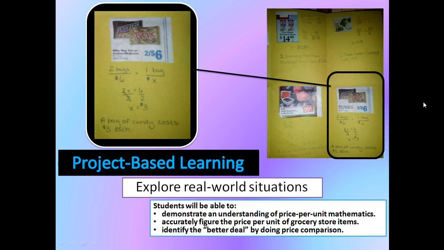This is one of the projects that one of my students was working on. Each student is responsible for 8 different sale ads and finding out which is the better deal. Here you can see that we have the 2 for $6. Another part of the page, which also had her name on it, which is why it's cut off, had another picture of candy, which was 3 for $9, and so she compared which one was the better deal.